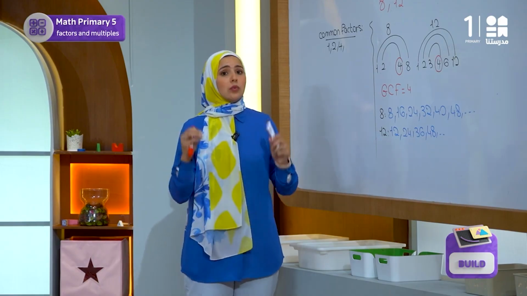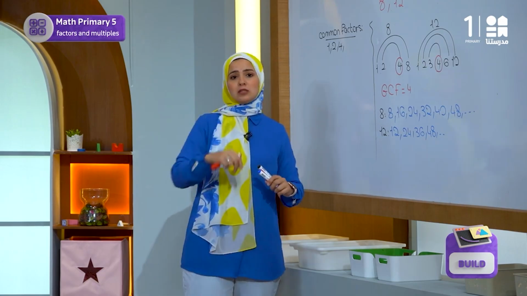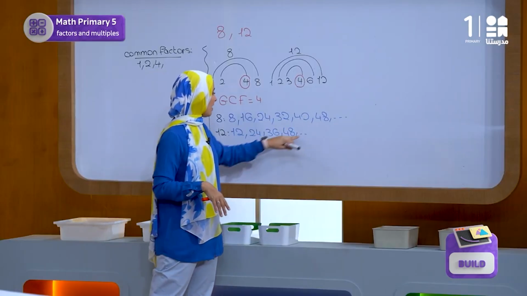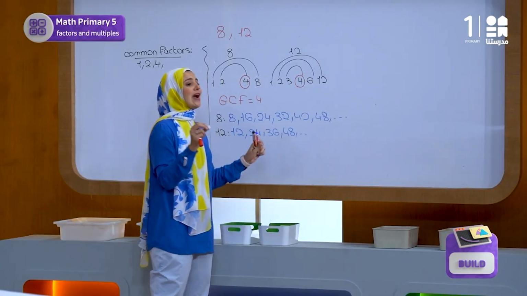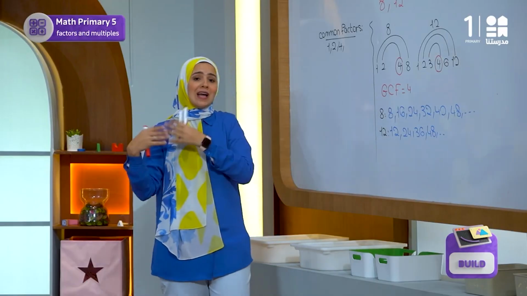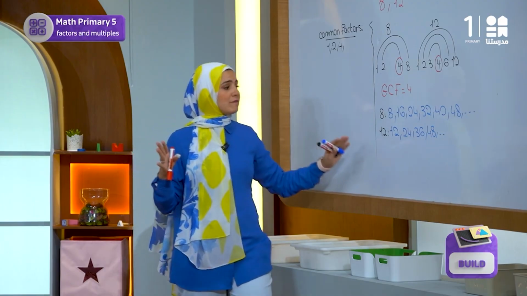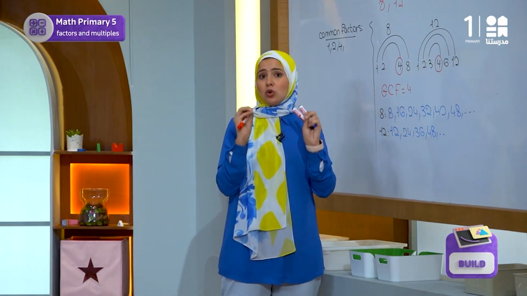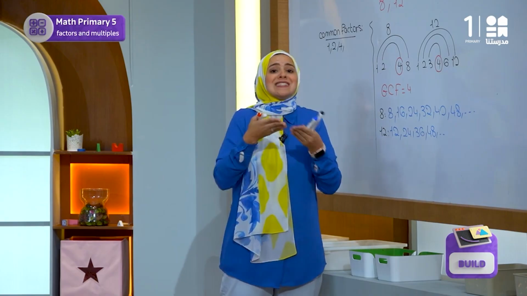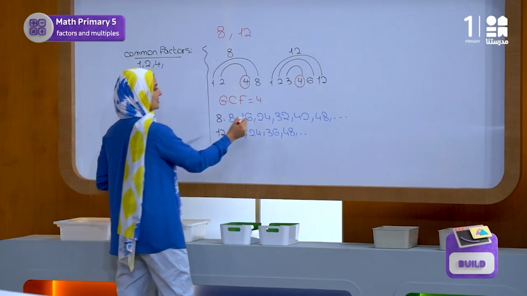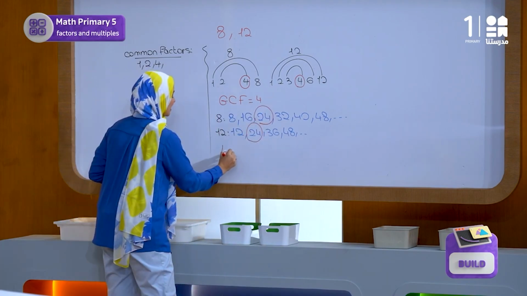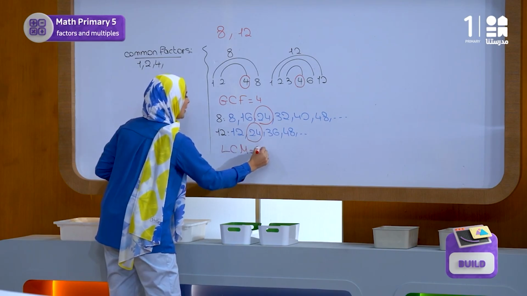What else do we notice? We have two common multiples. What are these two common multiples? We have 24 and 48. But in this case, I only want to find the least common multiple. So it's the first common multiple that I see, which is 24. So this means that the least common multiple is 24.